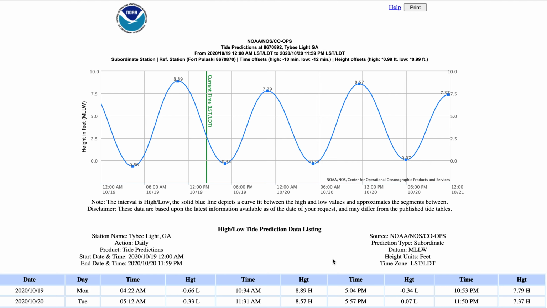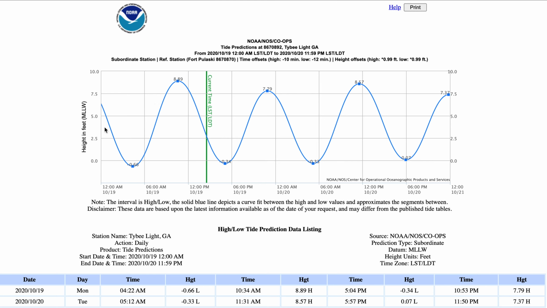Here we have some tidal data from NOAA. This is from the Tybee Light Station. So we can see here that behind the green line we have our past tides. And then on this area of the green line, these are the tide predictions for the future. So we've got this nice curved line here.